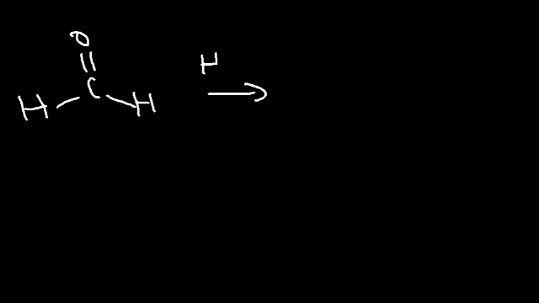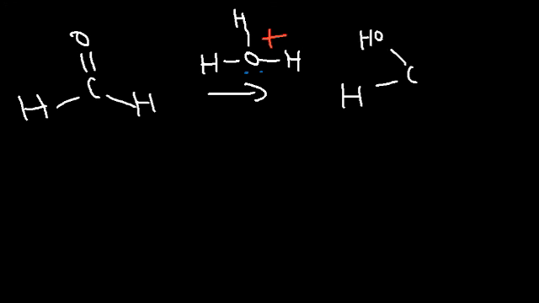So now, how would you propose a mechanism for the formation of the hydrate under acidic conditions using H3O+? So what's the first thing that you think we should do? Feel free to pause the video and try this example yourself. See if you can propose a mechanism. So the first thing that's going to happen is the carbonyl group is going to grab a hydrogen from the acid.